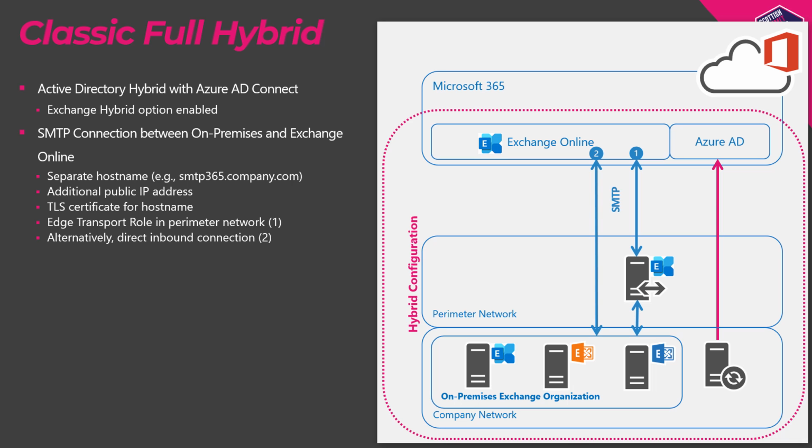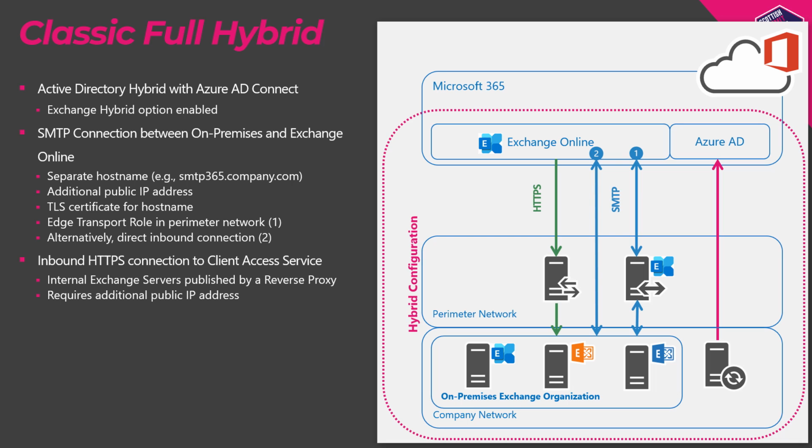If you do not want to establish an Edge Transport server in the perimeter network, you can use a direct connection bypassing your perimeter network from Exchange Online to your on-premises Exchange organization. As you can see, the mail flow is in both directions, so your internal Exchange org must be able to send SMTP messages directly from your local servers to Exchange Online.